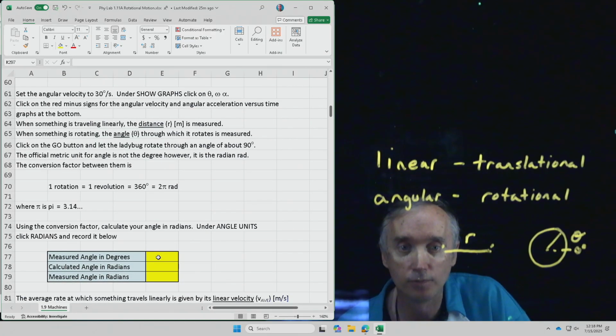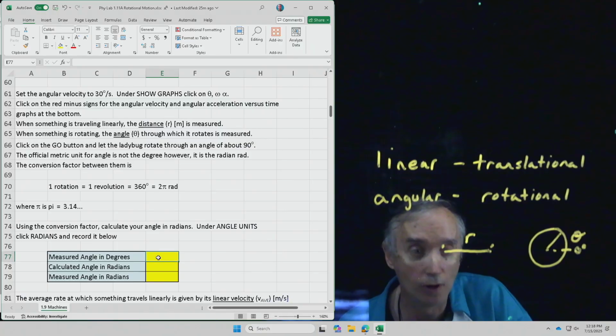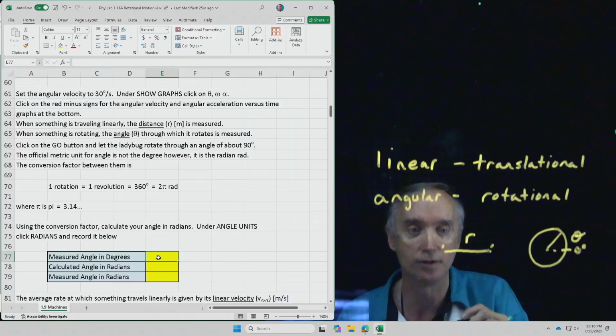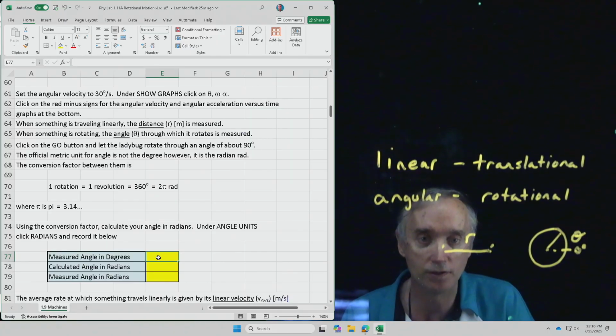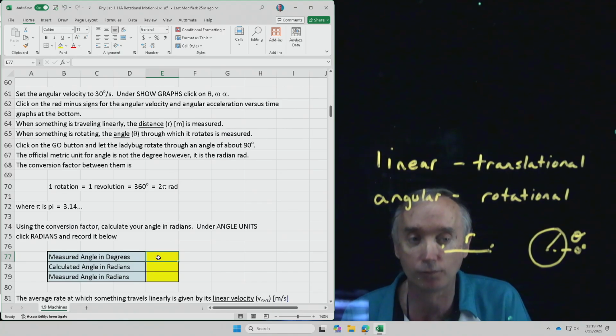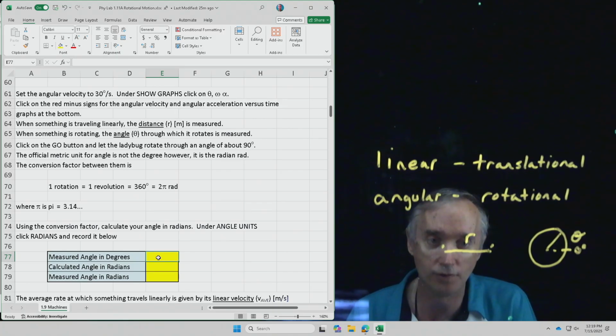And so you're going to put your angle, whatever it was. So let's just say that it was 90 degrees. Okay, so you put 90 degrees for the measured angle in degrees. Now we need to calculate the angle in radians. So let me show you how to do that.